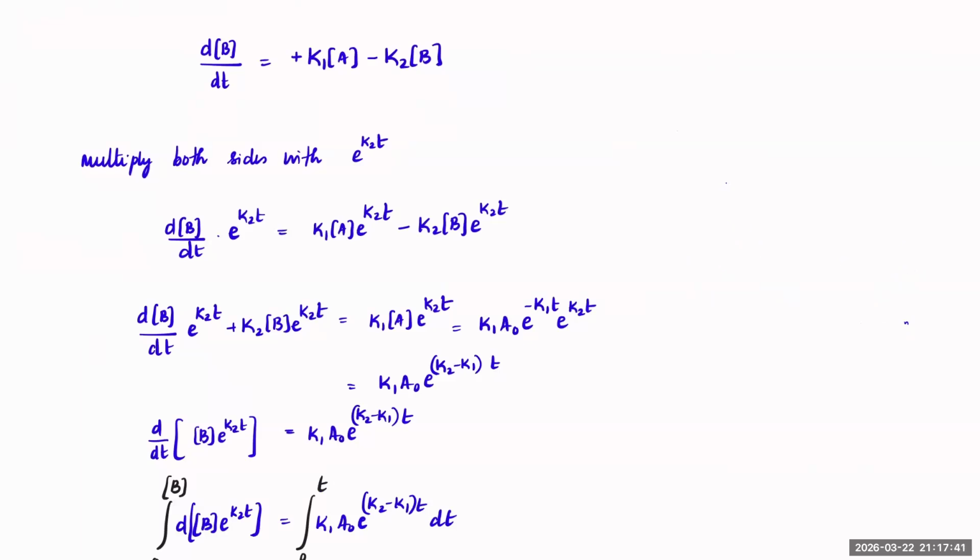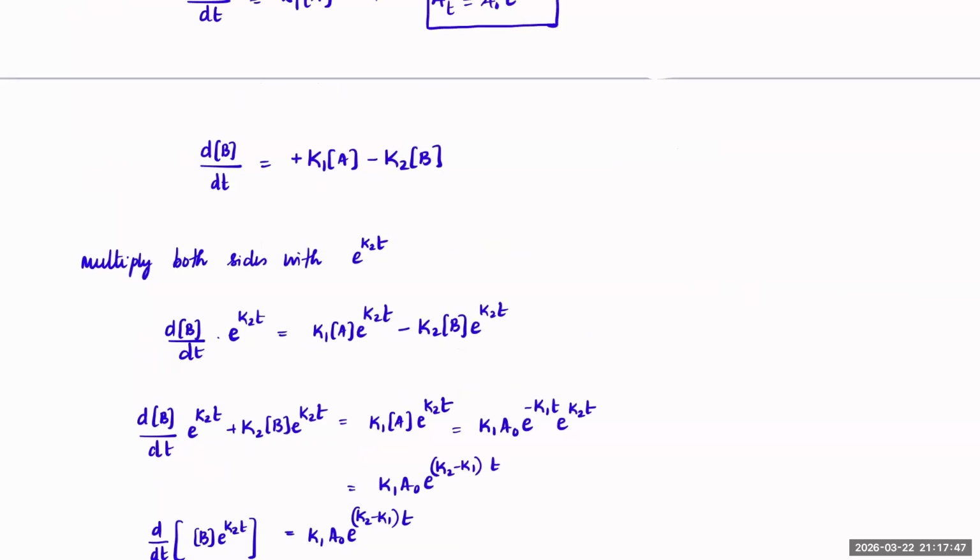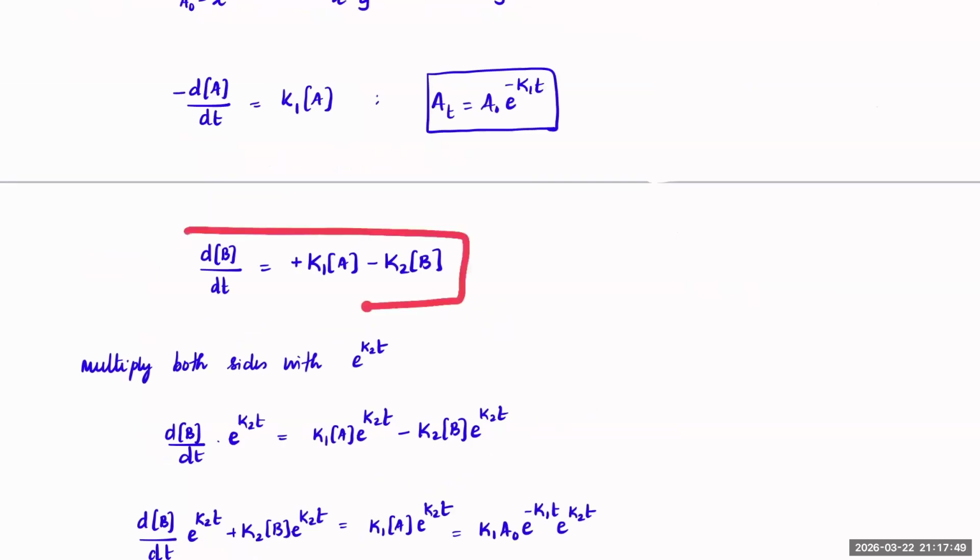Check. Focus on this part now. Check. dB by dt is equal to K1 into A minus K2 into B.